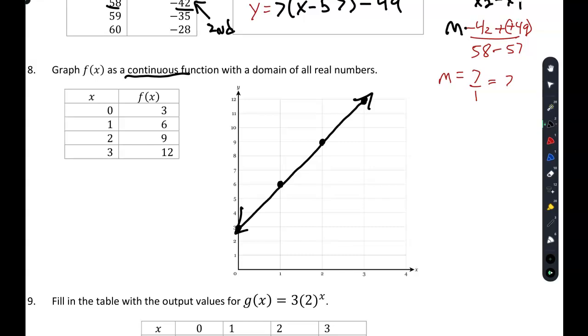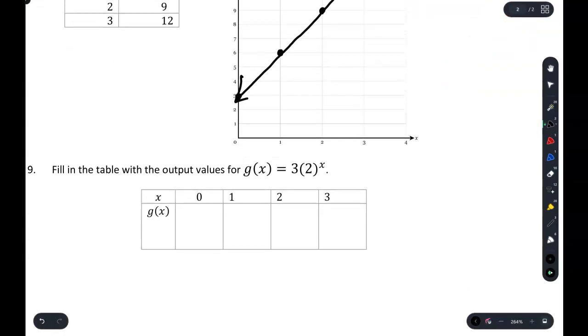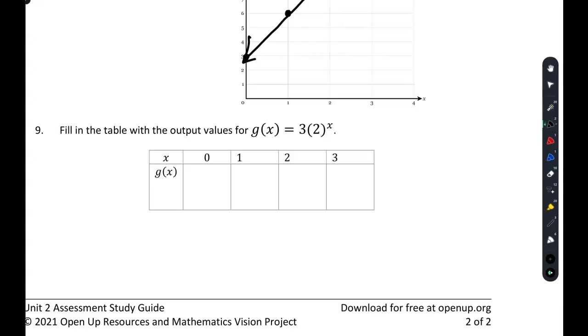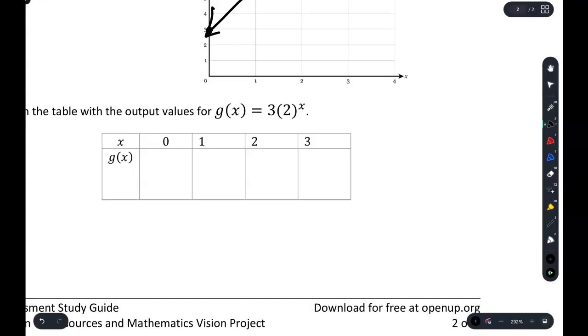All right, let's take a look at our last problem. Okay, fill in the table with the output values for g of x equal to 3 times 2 raised to the x. So we got an explicit exponential equation here, and I'm just going to plug in these numbers. I'm actually going to change this. Let's pick blue this time.